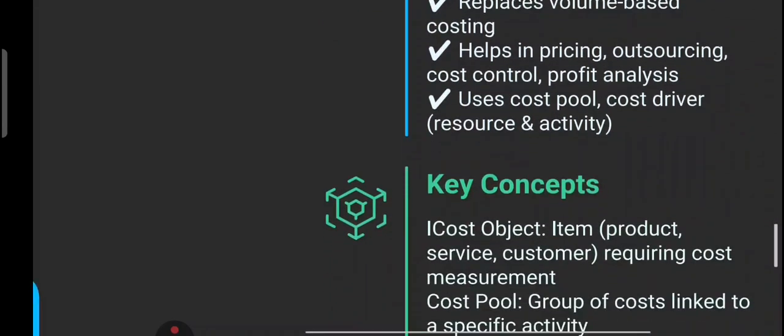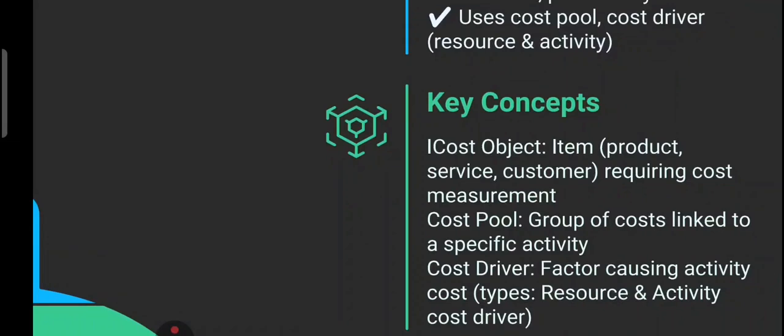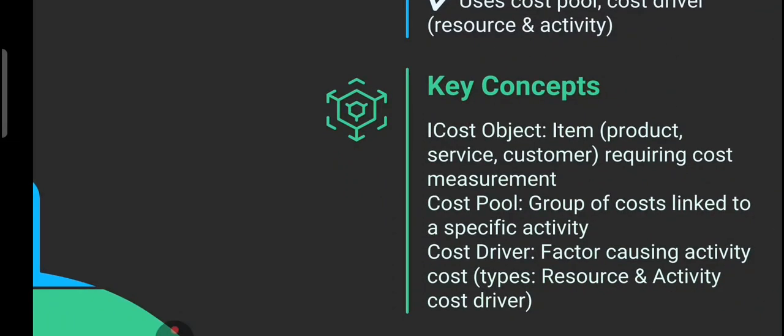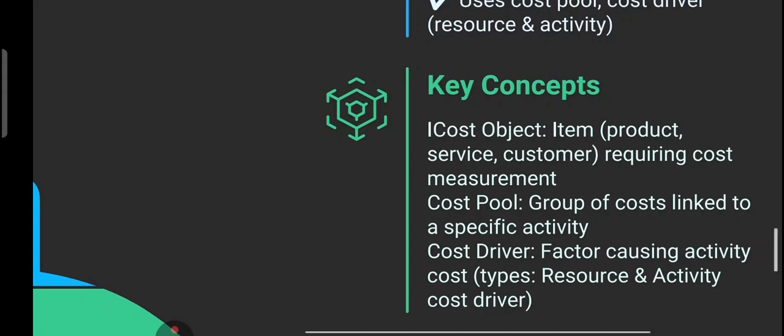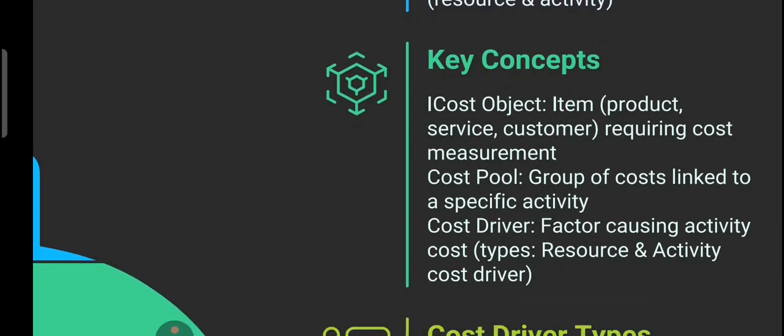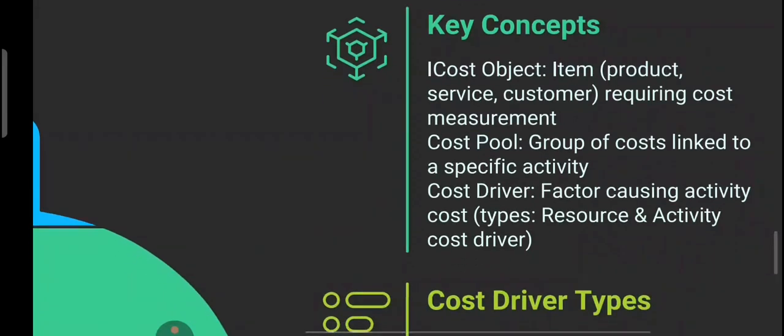If you look at the core concepts behind ABC costing, first thing is the cost object. Cost object means what you are calculating the cost for, like a product or a service. Second thing is cost pool. Pool means grouping. Whenever you see this word pool, it means grouping. So grouping of similar costs tied to a specific activity is called cost pool. Then we have cost driver. Driver means activity that causes the cost, like machine hour. Machine hour may cause the cost, inspection may cause the cost, order process may cause the cost.